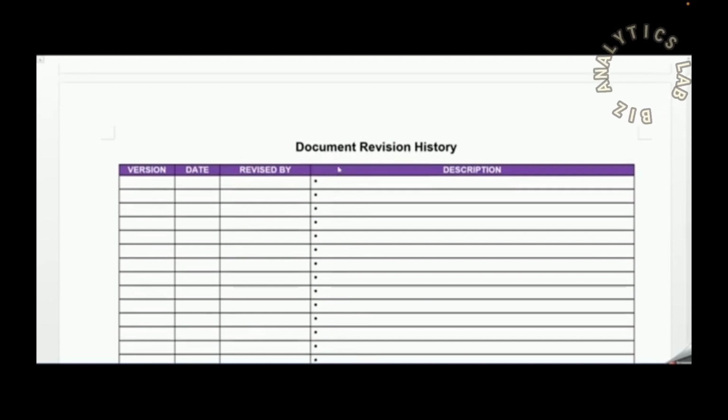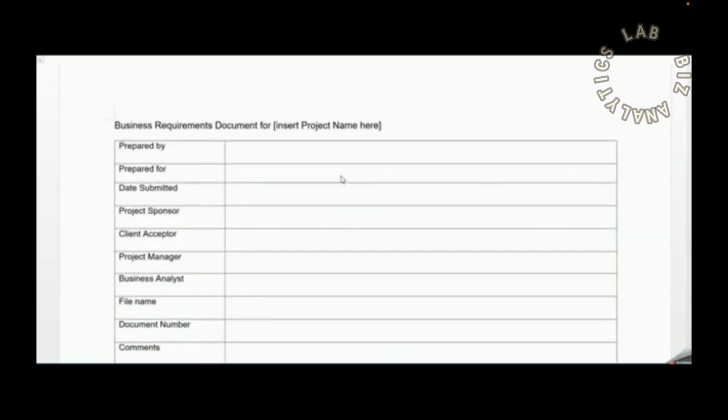Also, I'm not going to spend too much time here. If you are delivering this requirement document for a specific project, you can actually add more information here. But again, it's not necessary. You don't have to, but if you want to, then you can certainly add more information here.